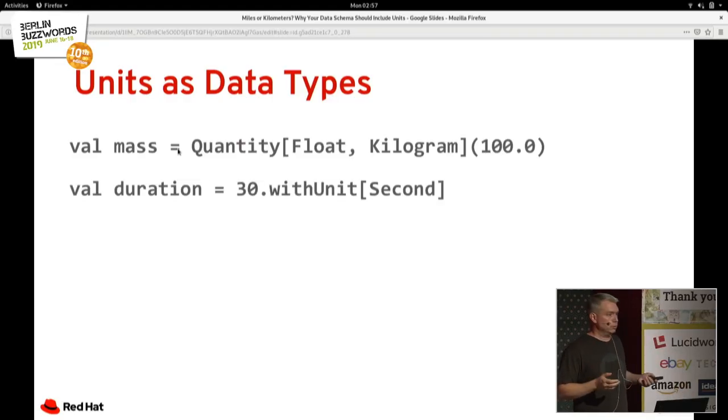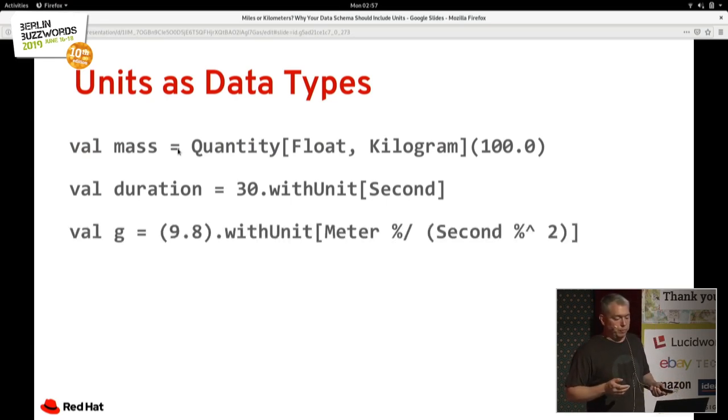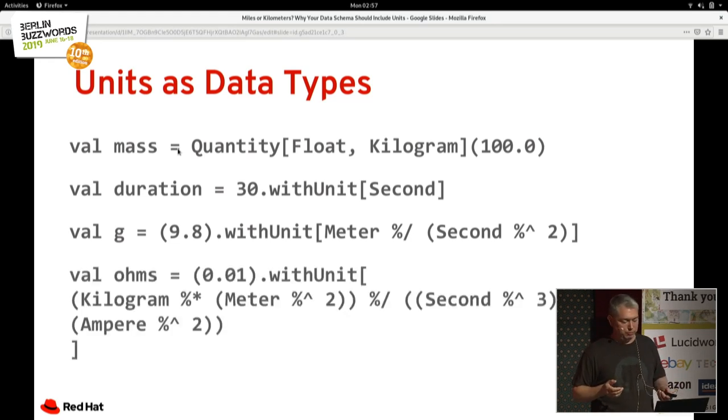So we can do some other things with this system I wrote. You can simply attach units to a raw numeric value. You can take simple unit types and then use these little type operators to build up slightly more complicated types, and you can keep going. Like, this is my favorite unit. Units of electrical resistance, they just have everything.